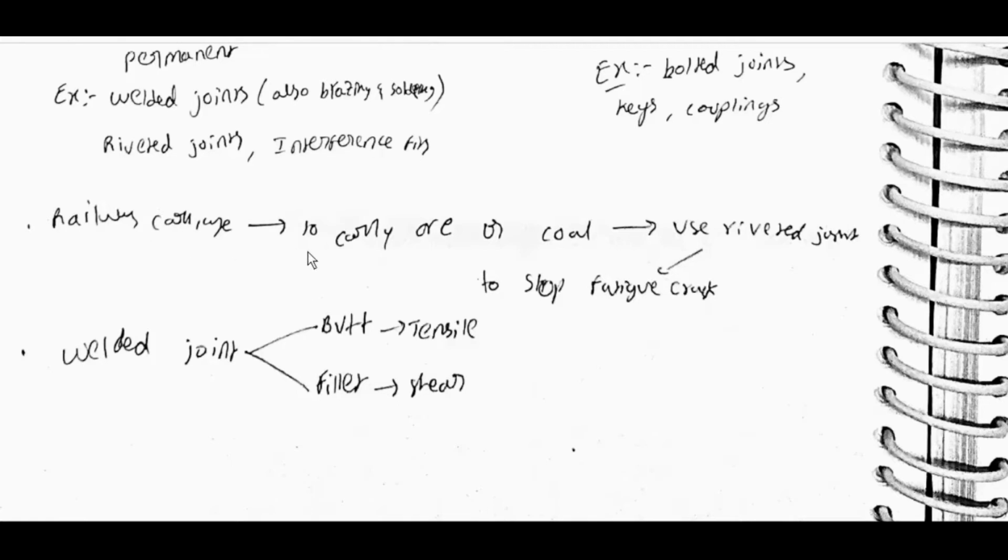Railway carriage, to carry coal, they use riveted joints to stop fatigue crack.